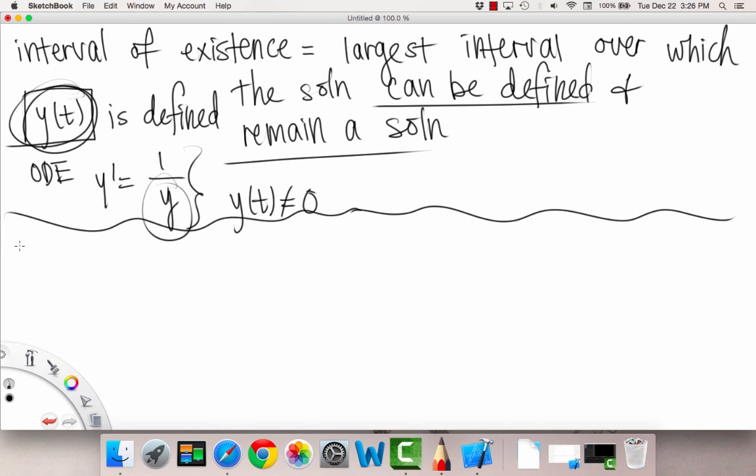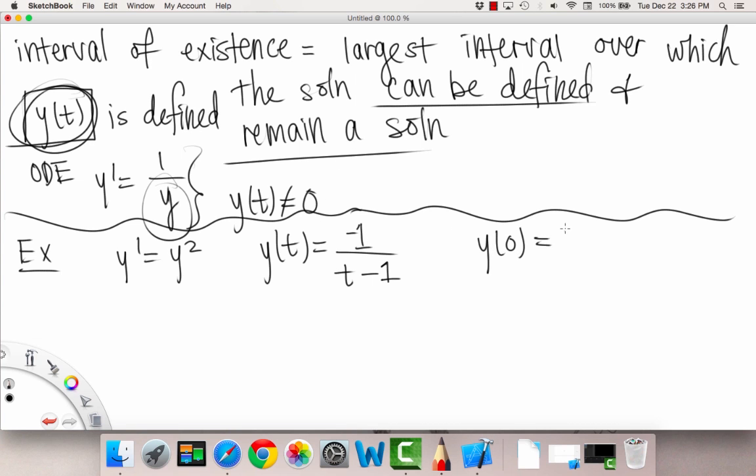So now we're going to do an example, okay? Let's say we have y prime is equal to y squared. This is the one we've done before. Then our y of t is equal to negative 1 over t minus 1. Remember, we solved for the particular solution here. Our initial condition was y of 0 is equal to 1. That's what allowed us to solve for that constant c, which turned out to be 1.